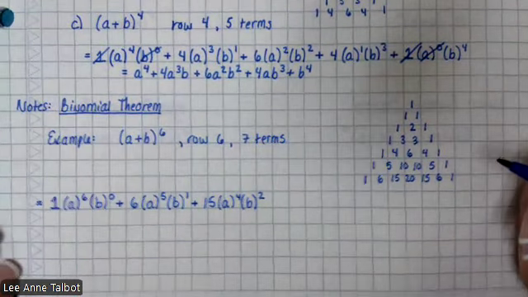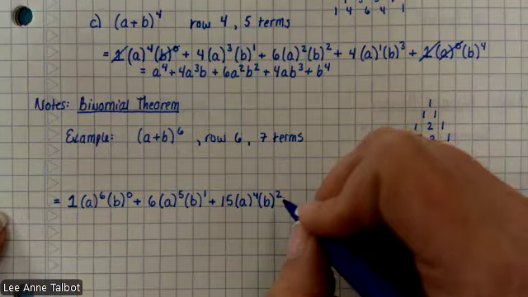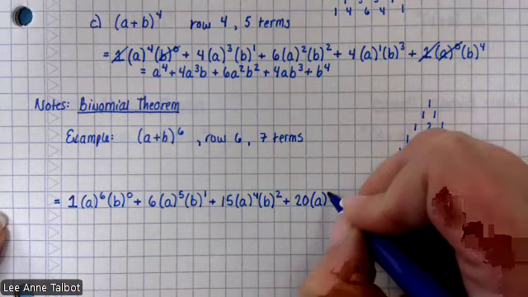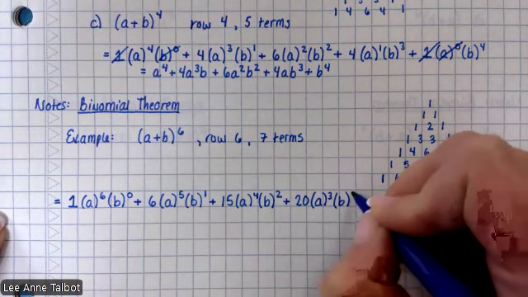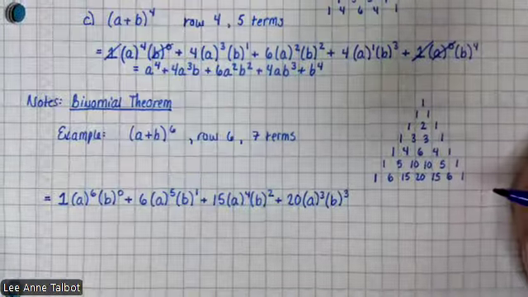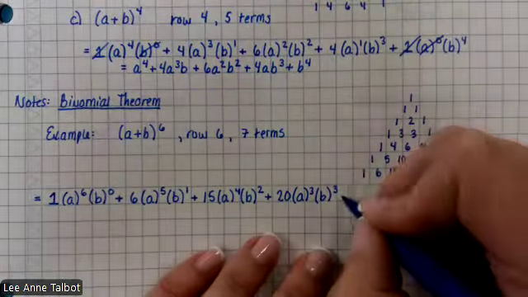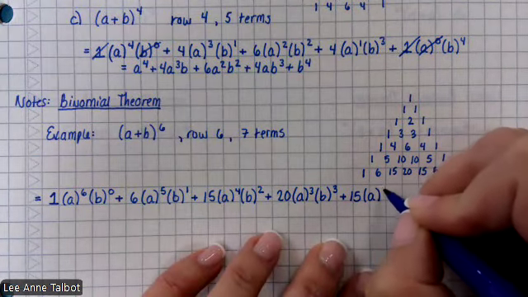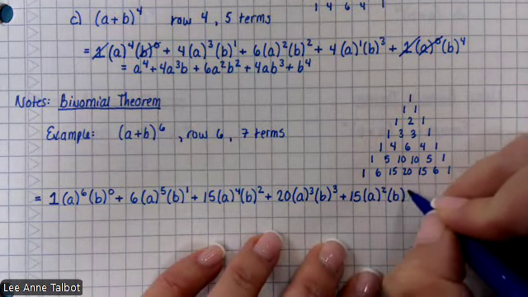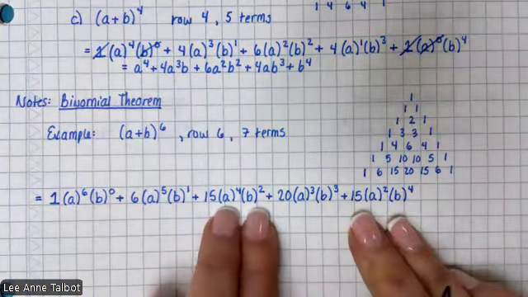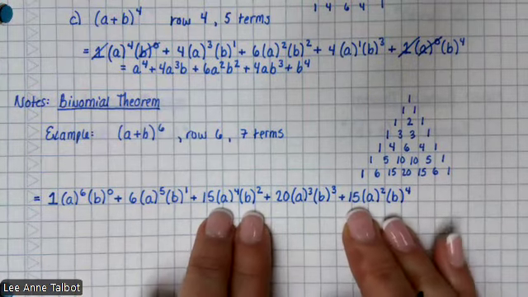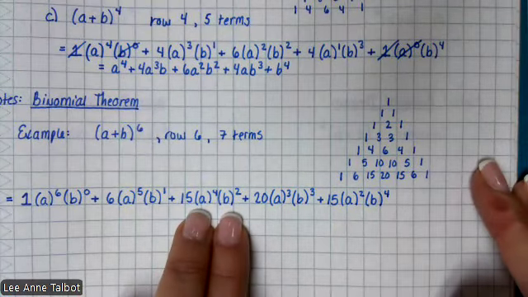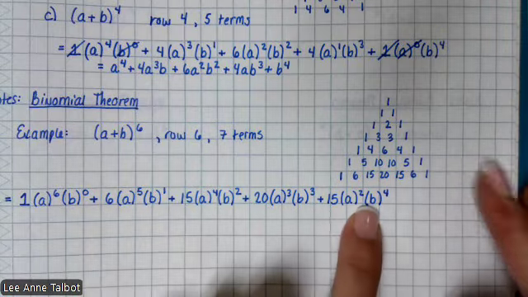I'm not even halfway. I should have started way over here. 20. A down. B up. 15. A down. B up. And you see how once you get to the other side, these are just like reflections of each other? You see what I mean? Like this one's 4, 2, and this one's 2, 4.